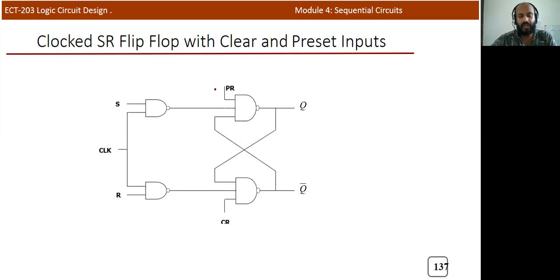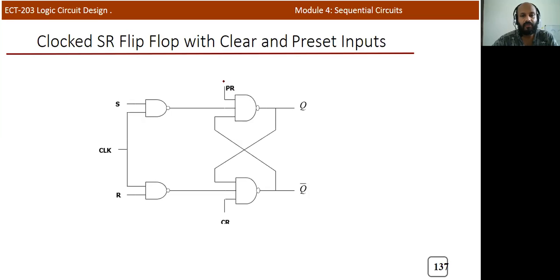So we will discuss what we mean by preset and clear. At the output stage, we will add an extra signal called preset or clear. Based on this particular signal, the output can be disabled.